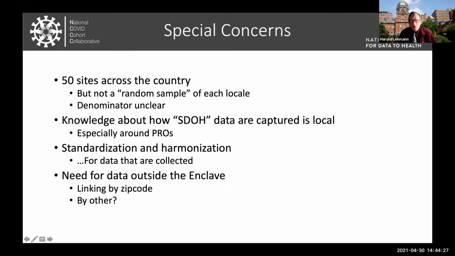So the special concerns we have in SDOH are not surprising. The fact that the sites that are uploading to N3C are not a random sample. And so how do we come up with a denominator? We already mentioned the problem with SDOH numerators and the PROs. I'll say a little bit about standardization, harmonization, the rest. Next slide, please.